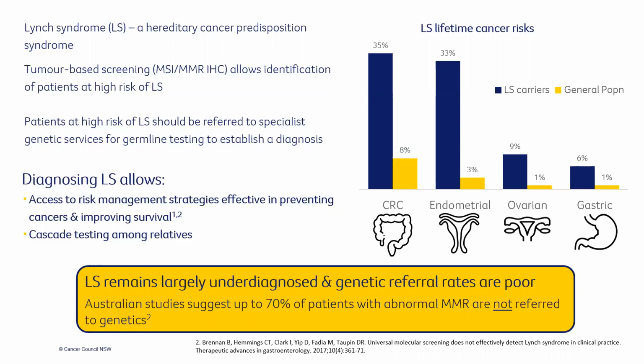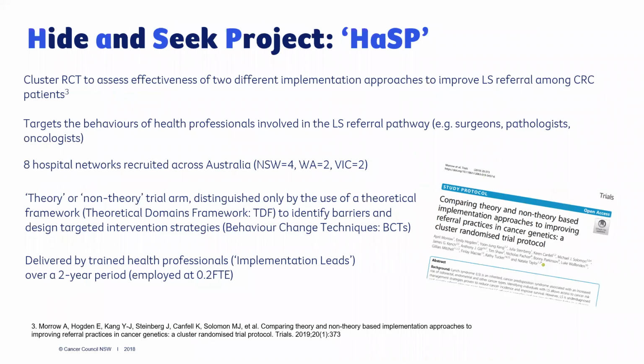Lynch syndrome remains largely underdiagnosed and genetic referral rates are very poor. Some Australian studies suggest up to 70% of patients with an abnormal mismatch repair gene are not referred to genetics. So the Hide and Seek project, HASP, is a cluster RCT to assess the effectiveness of two different implementation approaches to improving Lynch syndrome referral amongst colorectal cancer patients. It targets the behaviours of healthcare professionals involved in the Lynch syndrome referral pathway, such as surgeons, pathologists and oncologists, and we've recruited 8 hospital networks across Australia.